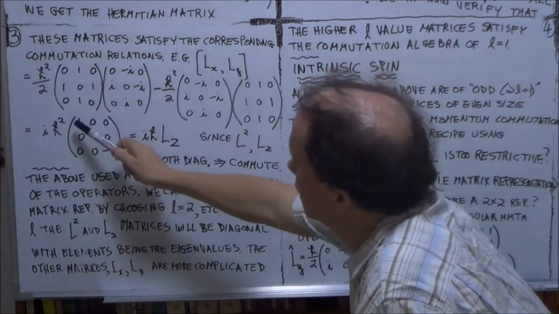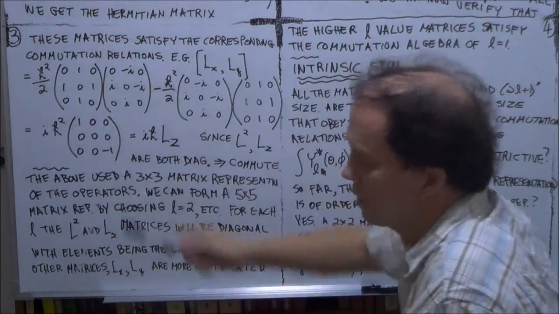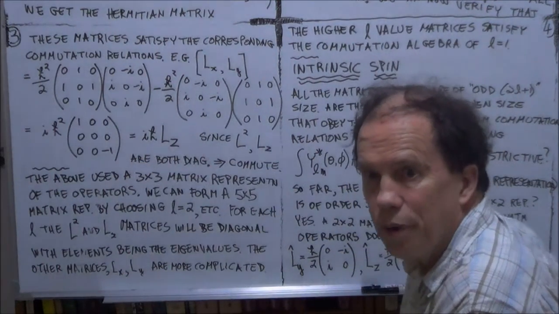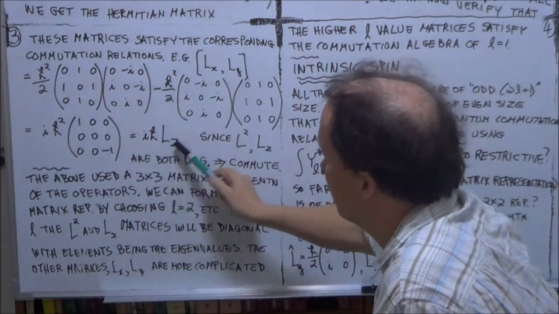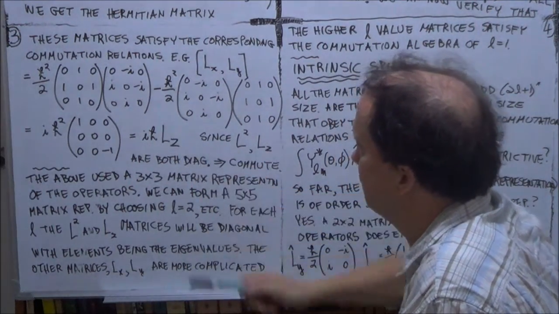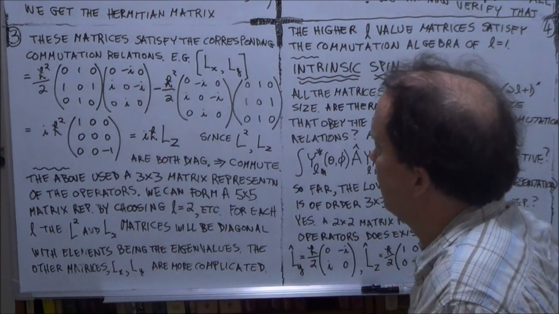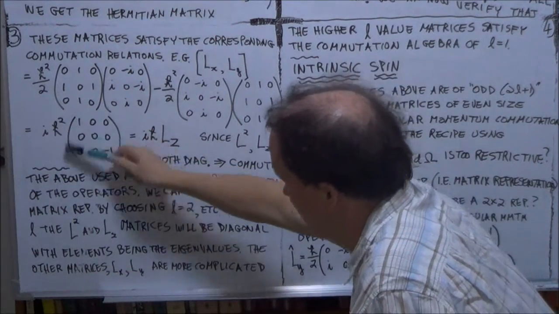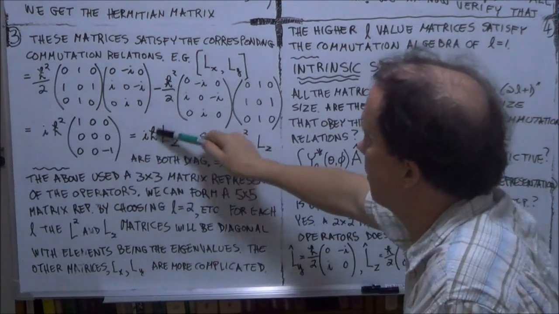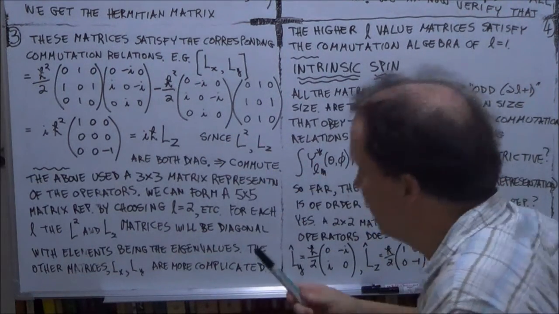And you will recognize this from two sessions back. That's the matrix that corresponds to the operator Lz hat. So you can just rewrite it as Lz. This is now the matrix representation of Lz hat, the operator.